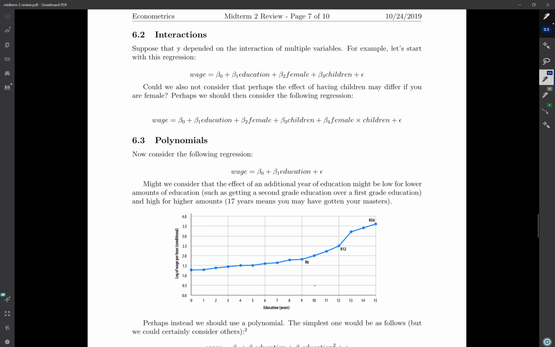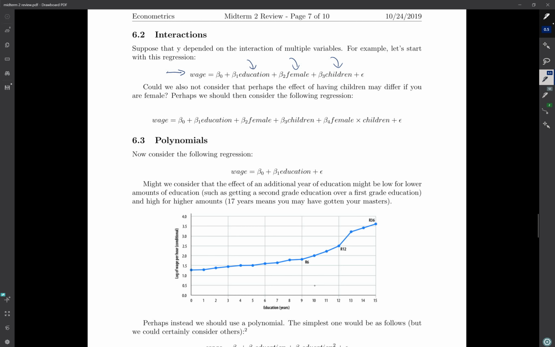So let's start with this original equation here. We're interested in wage, and we've got education. We're saying education affects wage. We're saying whether or not you're female or male affects wage. We're saying the number of children that you have affects wage. But if we want to get more specific, maybe we could ask what if the effect of having children on wage varies based on whether or not you're female?